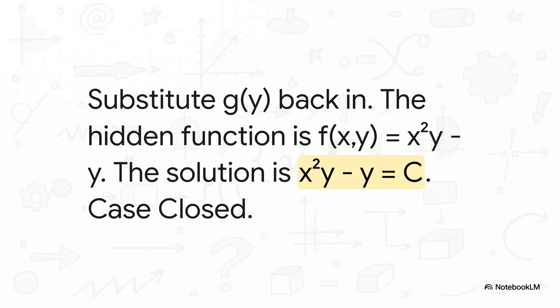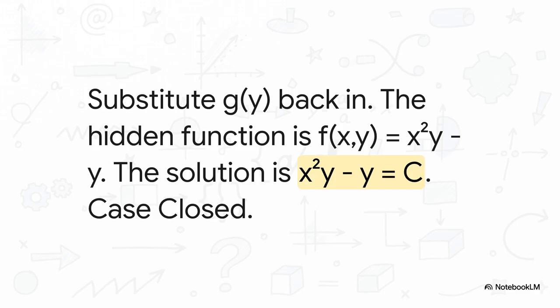And now for the final reveal. We take our g of y, which is -y, and we plug it back into our expression for f. That gives us our hidden function. f of x, y is x squared y minus y. And because the original equation was df equals 0, the general solution is just our function f, set equal to a constant, C. The hidden function has been found.